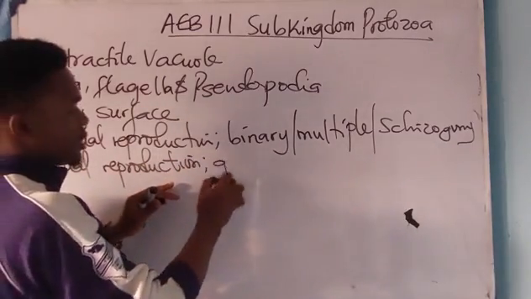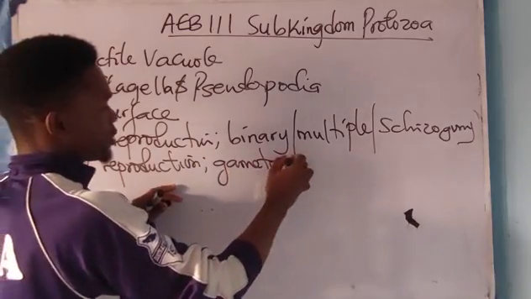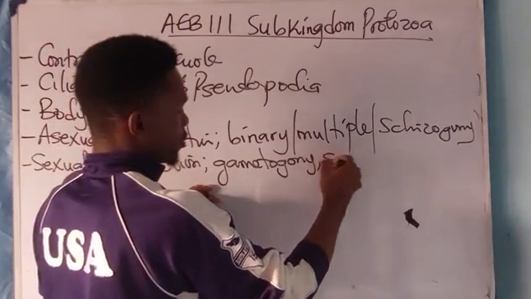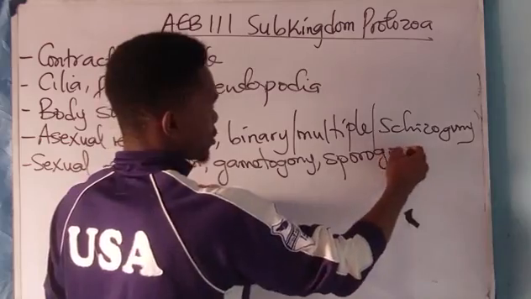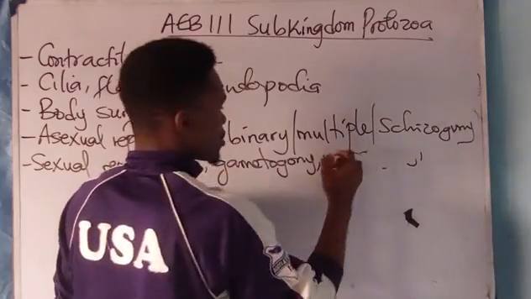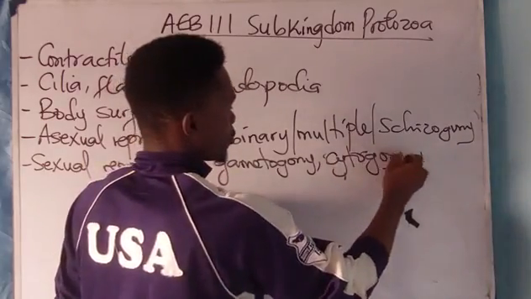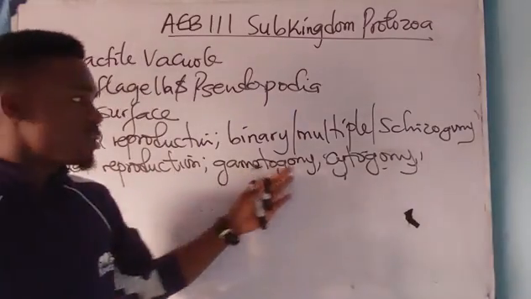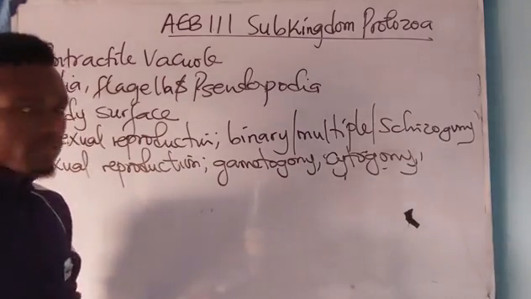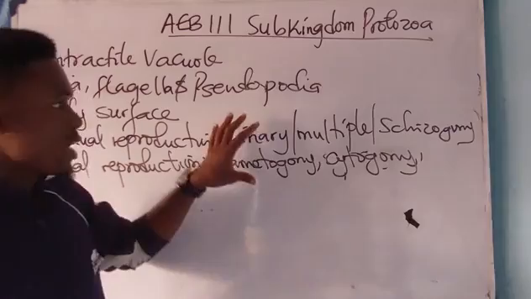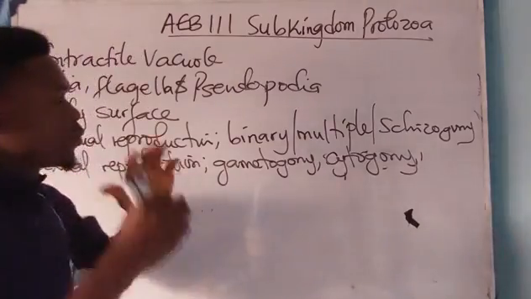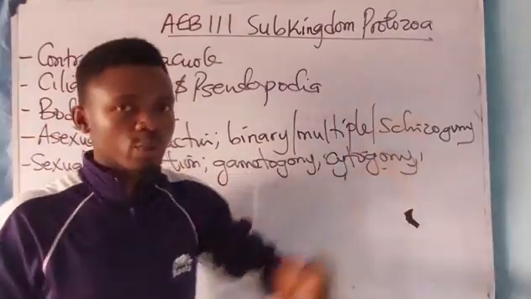And again, sexual reproduction could be in the form of gametogony, sporogony, or let me use cytogony. So these are sexual modes of reproduction in certain protozoans. As time goes on, we will look at the various organisms that use these various means of reproduction to bring up new offsprings. But we are just looking at the general features of the protozoans, okay?